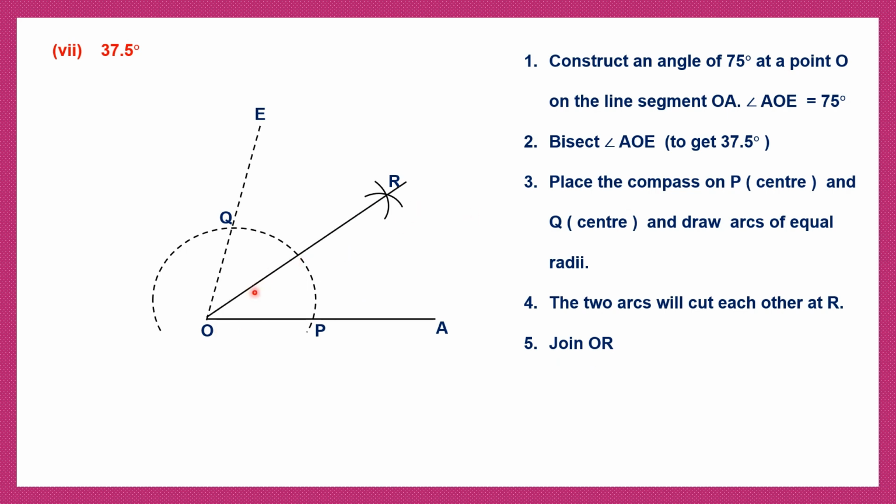So when you join, the angle that you get here is 37.5. This side is 37.5 and that side is 37.5 because this line has cut the 75 degrees into two equal halves. So now angle AOR is equal to 37.5 degrees. So here you can write that 37.5 degrees. So here we have drawn it and shown it again. So this is the portion that is 37.5 degrees.